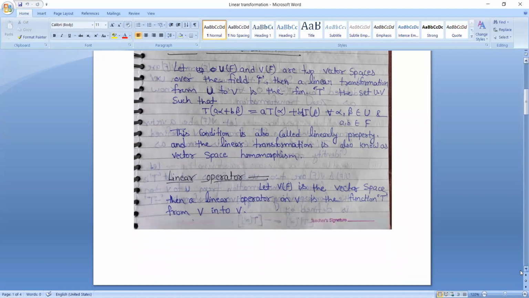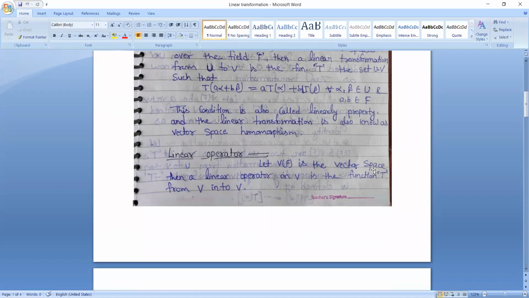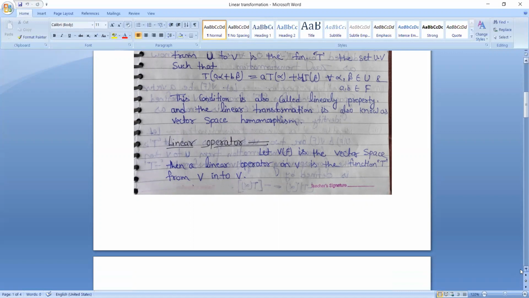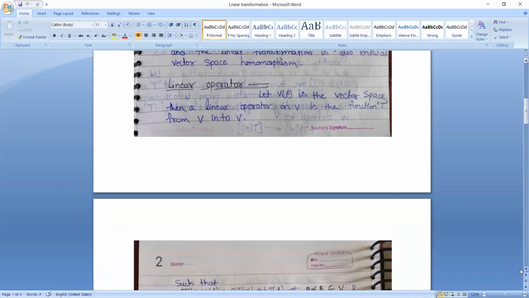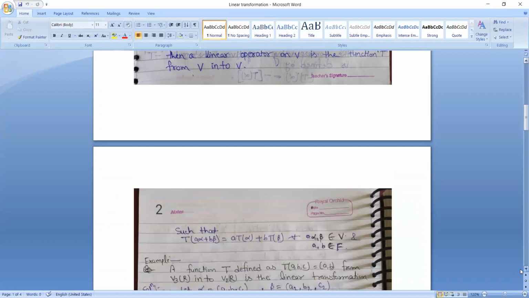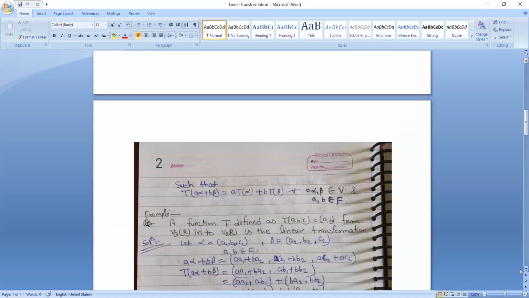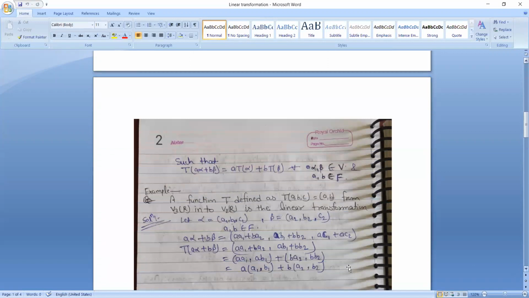Linear operator. Let V(F) be a vector space, then the linear operator on V is a function T from V to V such that T(aα + bβ) = aT(α) + bT(β). Now we see the example.